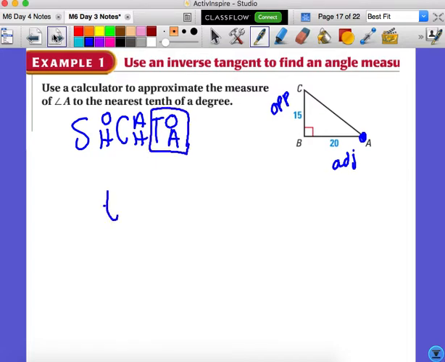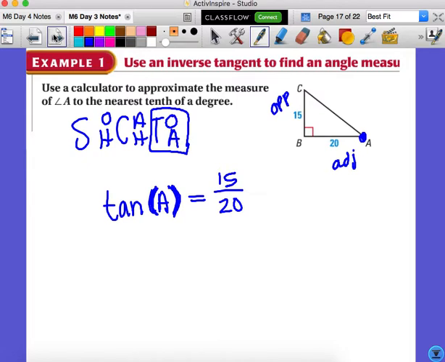So I'm going to say the tangent from my viewing point, which normally up to this point has been a degree measure, but now we don't know what that is, so we're going to represent that with that variable A. So the tangent of A should equal 15 over 20. And from here, if I need to solve for A, it is now protected inside this tangent function.